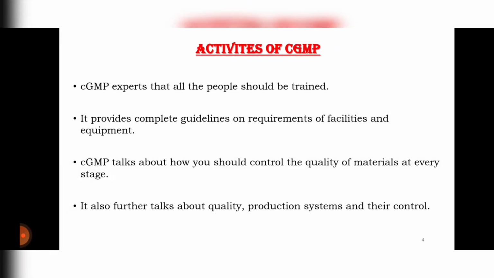Now, the activities of cGMP. What are the activities? cGMP says that all the people should be trained in their respective fields. If the person is working in the production area, he should have proper training on how to handle raw materials, how to mix the materials, and how to punch the tablets. You should have proper knowledge of these things. And if a person is from the labeling and packaging department, he should know which drug is suitable for which packaging system and use it accordingly. They should have proper knowledge and be trained in these things.